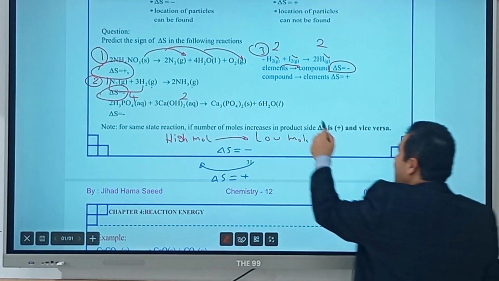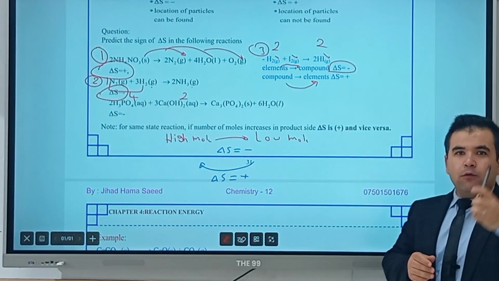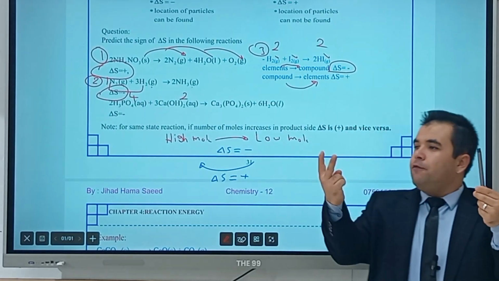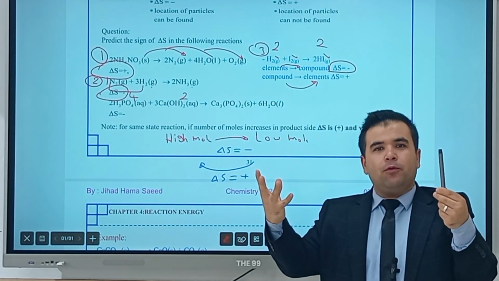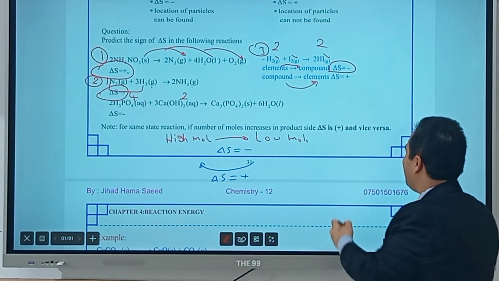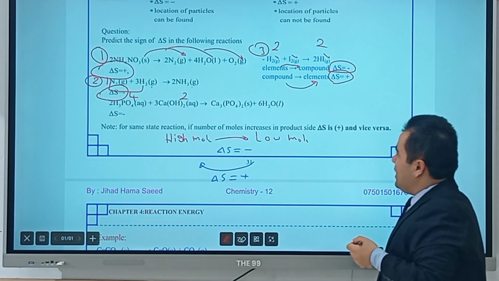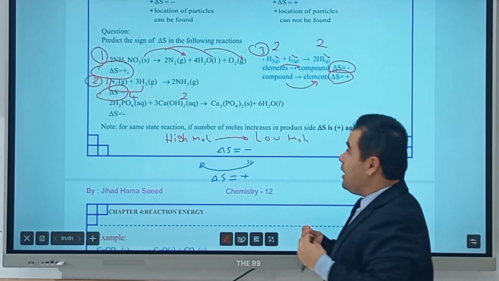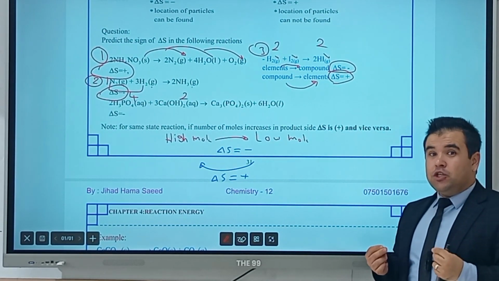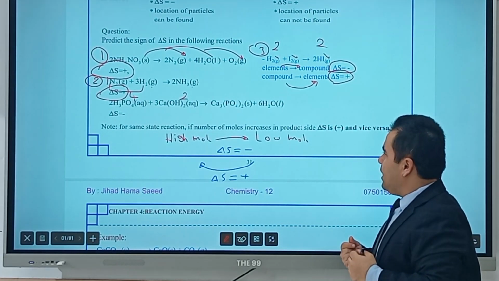But guys, if a compound goes to the elements, a compound, once a single unit, forms 2 or more units in the product, that increases the number of the moles, so it has a positive entropy. These are the three determination steps in order to determine the sign of the entropy.